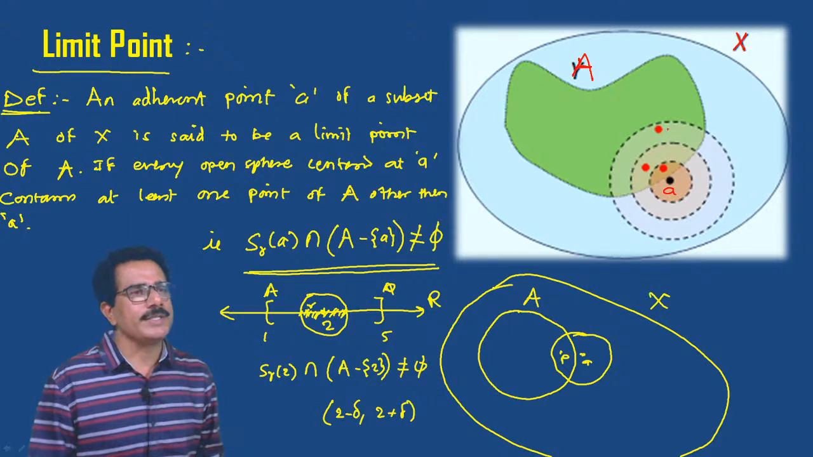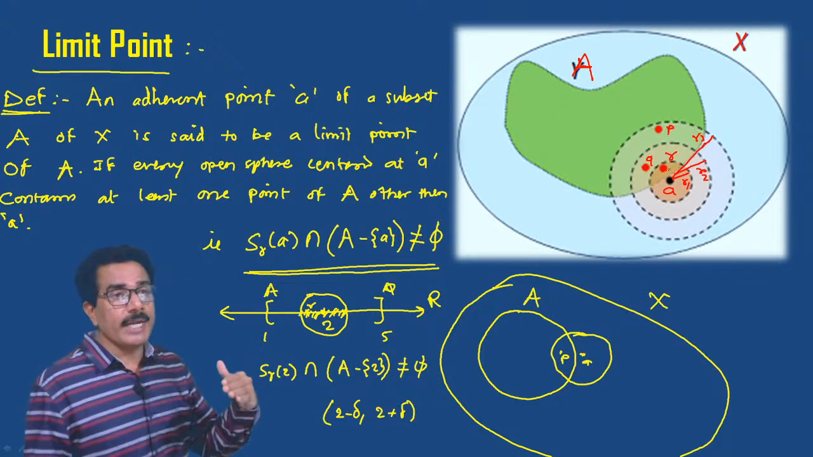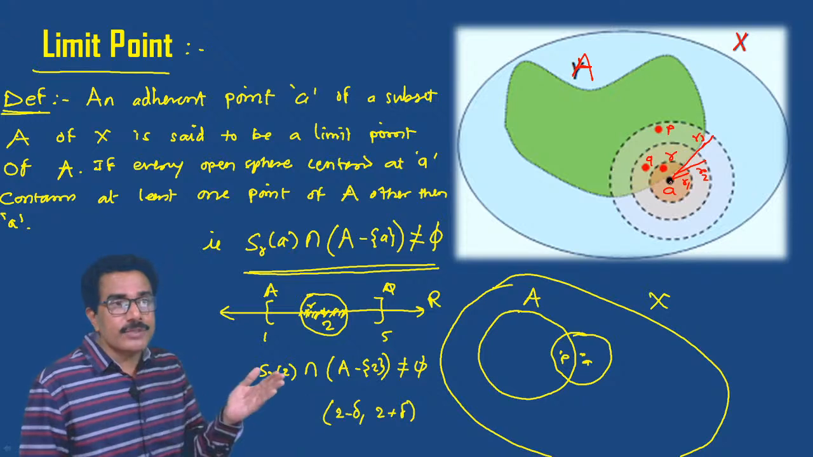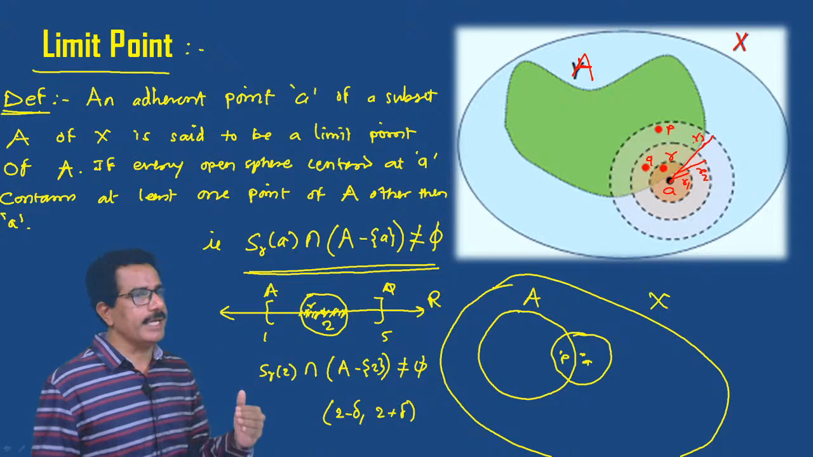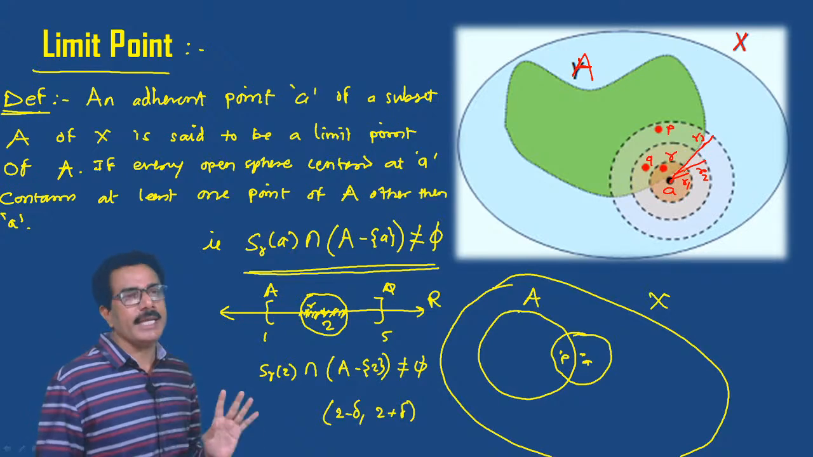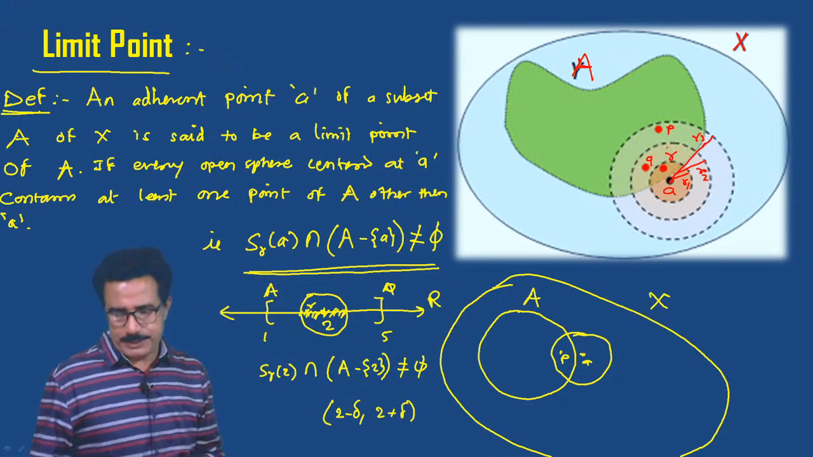These are the points, suppose P, Q, R, with radii R1, R2, R3. These are the open spheres which include the points P, Q, R of set capital A other than small a. So we can say that if there is at least one point other than a, then a is called a limit point. So what is a called? A limit point. So draw this diagram and copy it down. This is how we saw the definition of limit point.